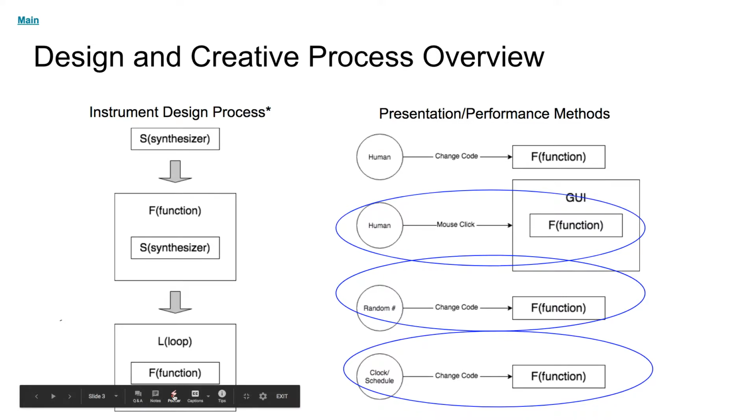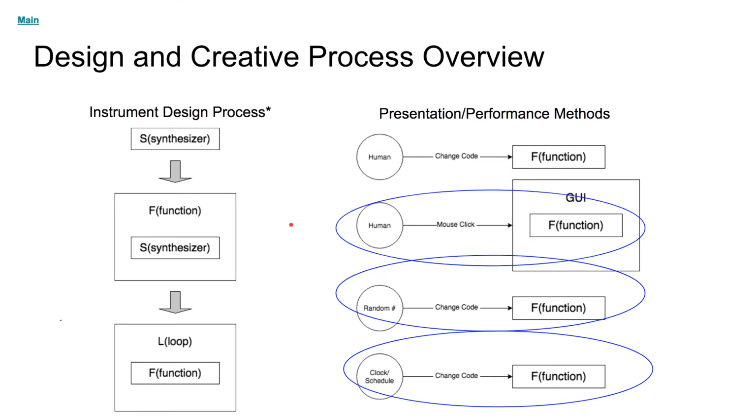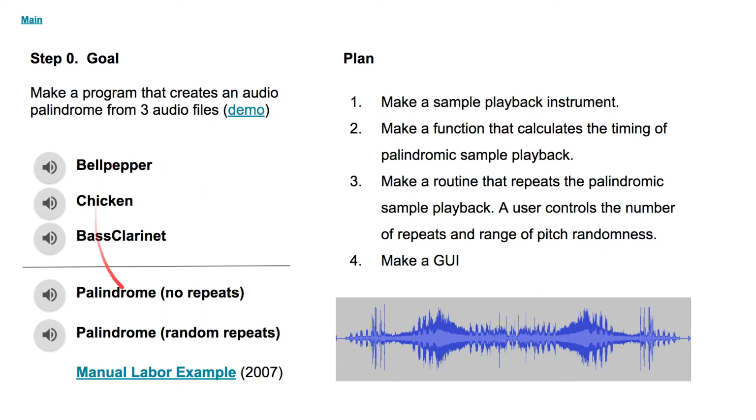I think it's going to be easier if I use the little pointer for this presentation. Okay, so we listened to this, and there's a little demo video of that too. But let's go over the plan again. Make a sample playback instrument, make a function that calculates the timing of the palindromic sample playback, and make a routine that repeats the palindromic sample playback. And as a user, we can control the number of repeats and the range of the pitch randomness. And we control that with the GUI.